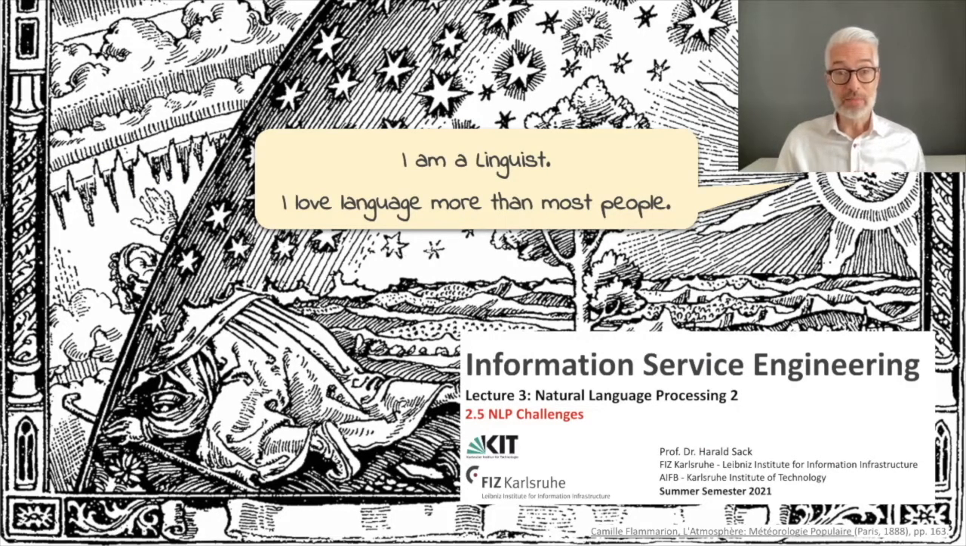And here you see a small example. So our friend, the son, is saying, "I'm a linguist. I love language more than most people." Thinking a little while about that small sentence, you see, it can be understood in different ways. So this is one of the key points. The same expression, the same word, or the same sentence can have different meanings depending on how you read it. So this is ambiguity. We will learn that ambiguity occurs in natural language on many different levels. And exactly this is what makes language so difficult.